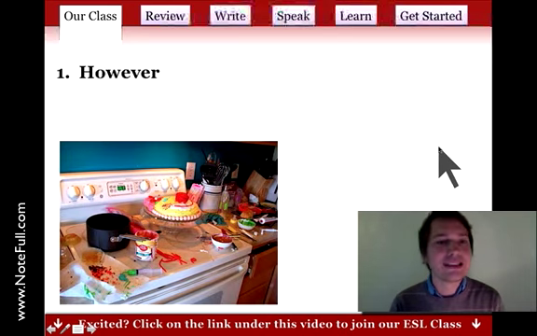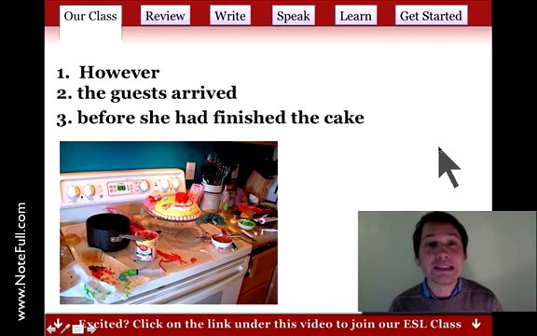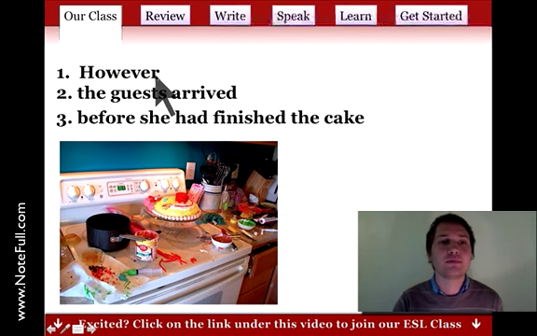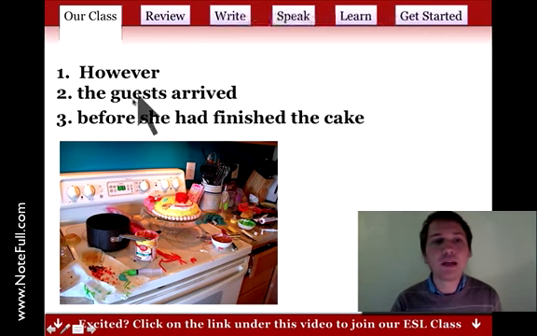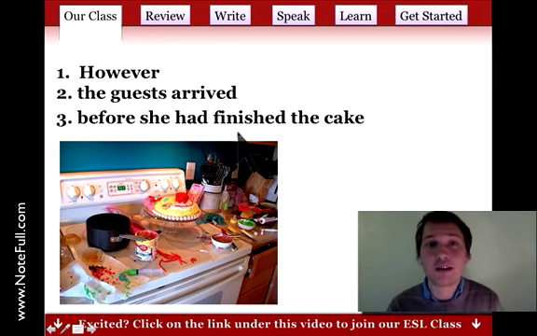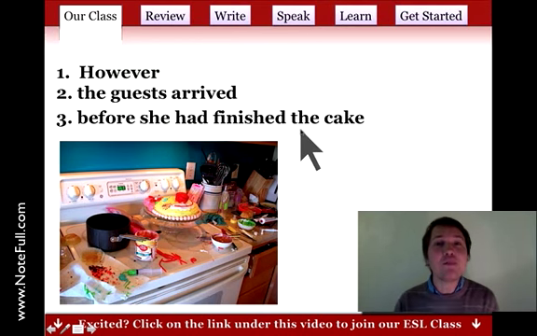Let's try another one. However, the guests arrived before she had finished the cake. Which one is complete? Which one is independent? Is it this one? No, there's no action. Is it this one? We have a subject and we have a verb, and it looks like the meaning is complete, right? Before she had finished the cake. We have a subject and we have a verb, but the meaning is not complete. Before she had finished the cake, what happened? Right, this tells us just time. If I say before 5 o'clock, you're going to say before 5 o'clock, what? We need a main action.